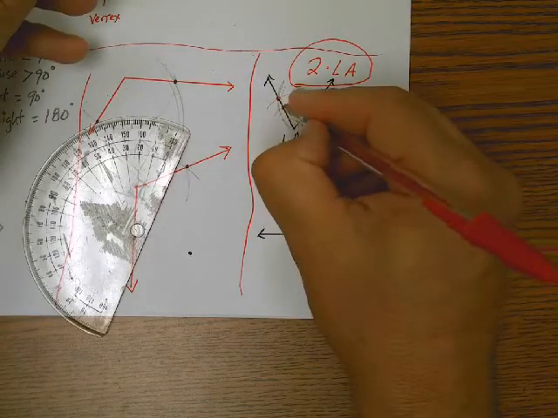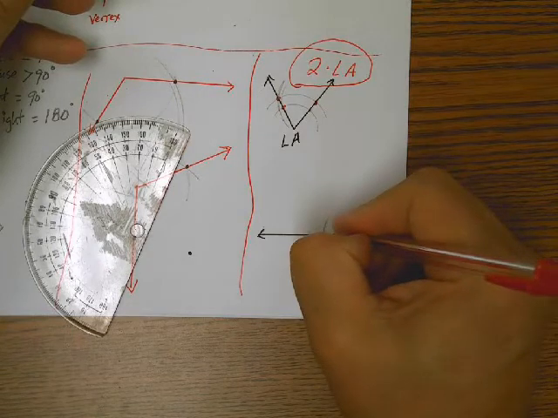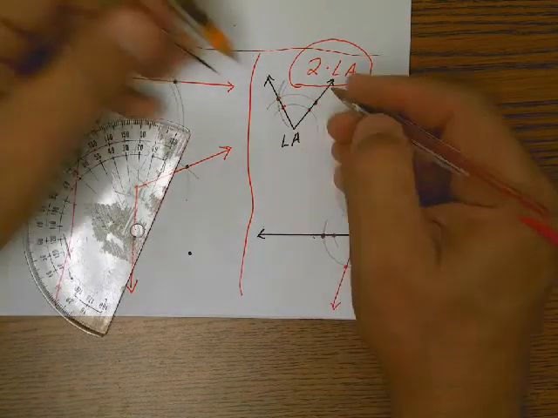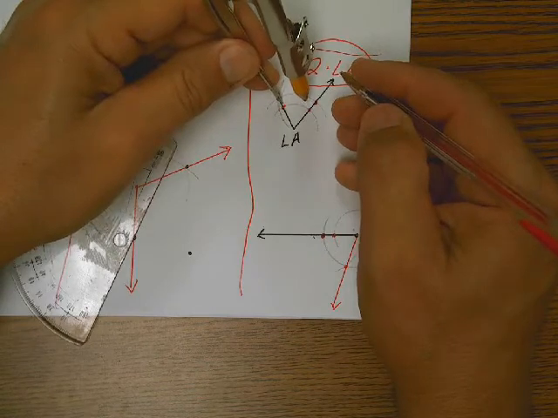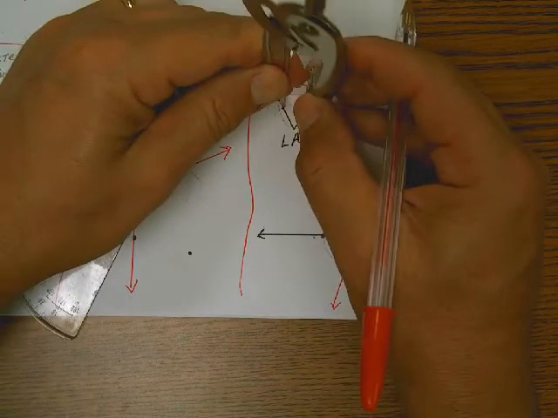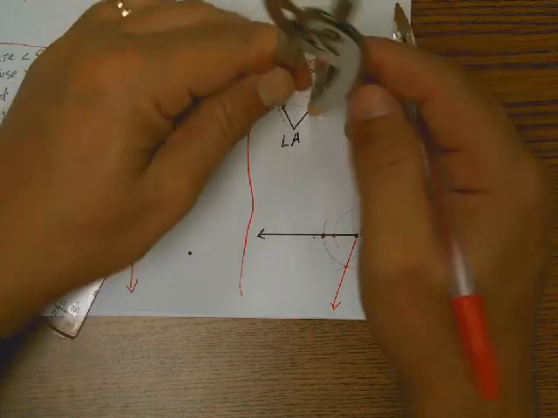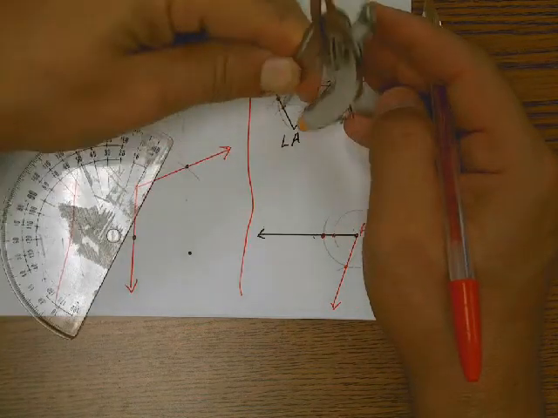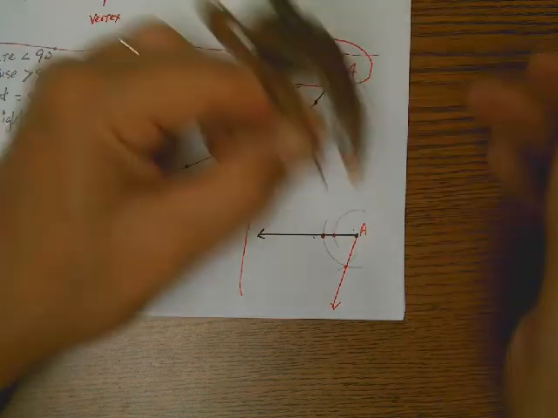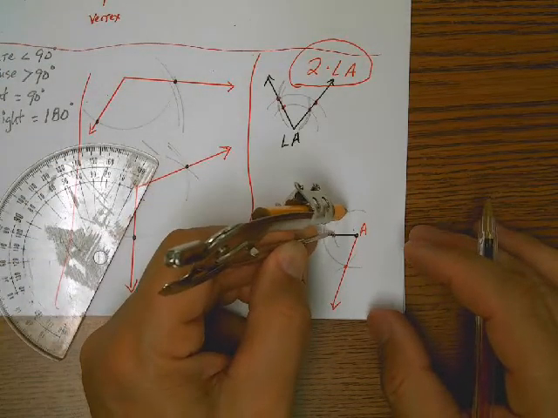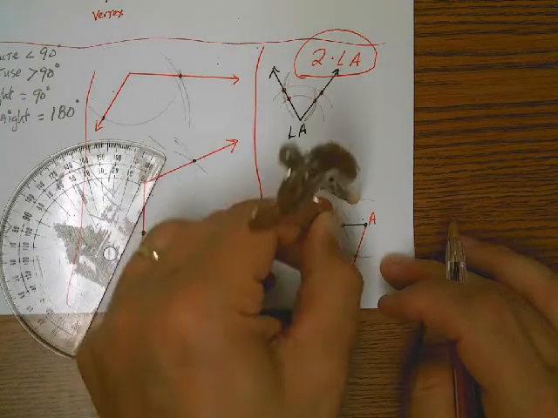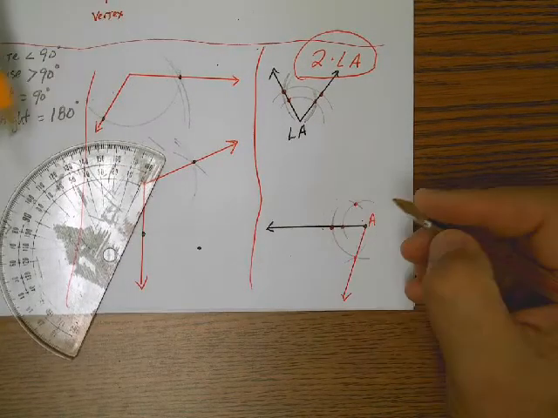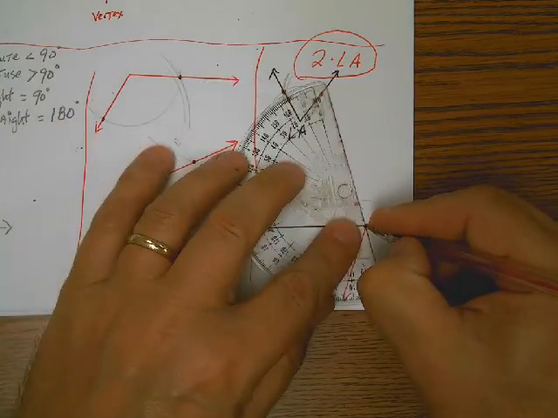Highlight. Find the distance. Sometimes when it's real narrow, I think it's harder to use the compass. Find the distance, copy it. Right here, highlight, connect to the vertex.